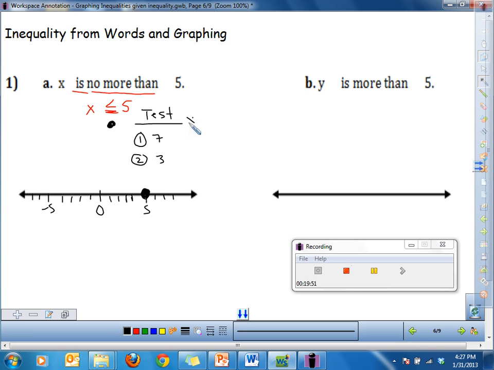Well, let's see if it works. Is x, or 7, less than or equal to 5? The answer to that is no. That does not work. 7 is bigger than 5. Let's try the next one. Is 3 less than or equal to 5? This is a yes. 3 is less than or equal to 5. So I'm going to shade everything to the left of my dot.